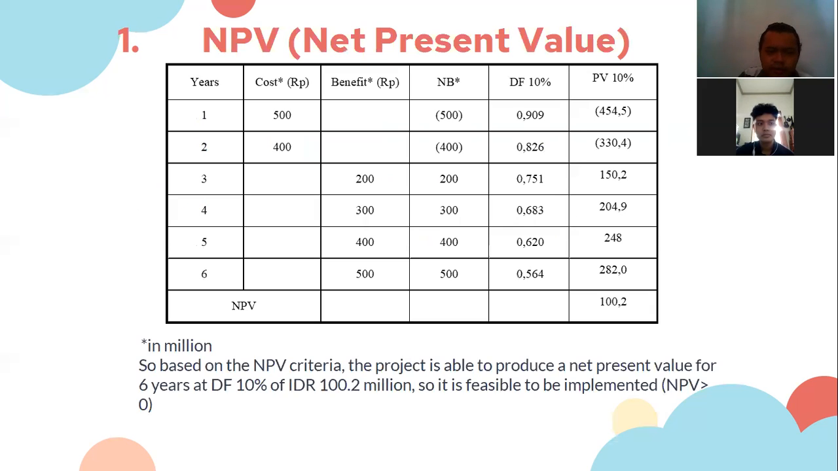Okay, we calculate the NPV, the net present value, by using this table. Okay, we can see from this table that the NPV is 100.2. So based on the NPV criteria, the project is able to produce a net present value for 6 years at a discount factor of 10% of 100.2 million Indonesian rupiah. So it is feasible to be implemented because the NPV is greater than 0. Okay, next.